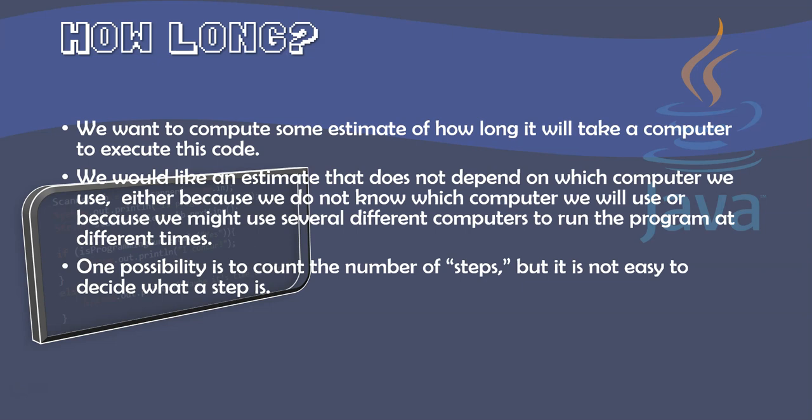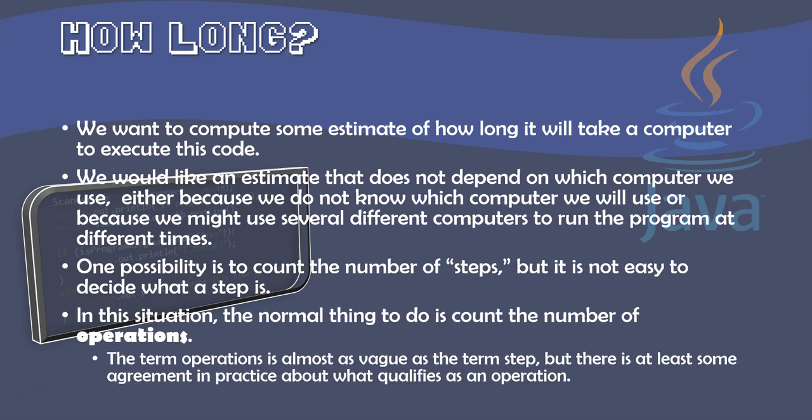Now, one possibility, and we've looked at this before, is to count the number of steps. But it's not necessarily easy to decide what a step is. One of the things we looked at in the past, when we looked at the efficiency of bubble sort versus selection sort, is we used a simple counter variable that kept track of the number of times the sorting call was called. In this situation, though, the normal thing is to count the number of operations, which is very similar to that count variable we used before. Now, the term operations is kind of vague if you think about it, but there's some agreement in practice of what qualifies as an operation.